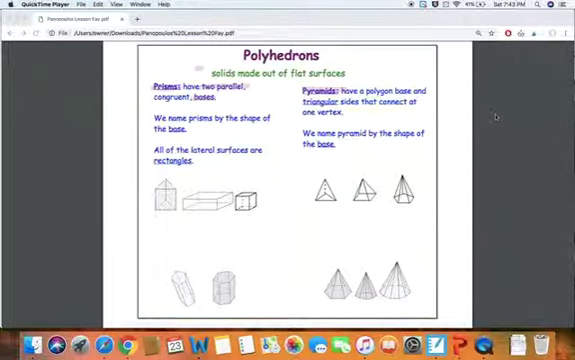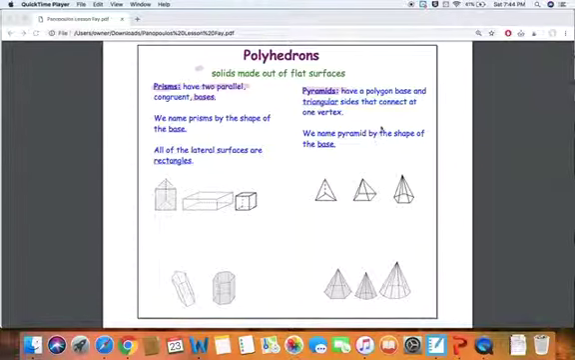We have the prisms, two parallel congruent bases. We name these prisms by the shape of the base, right? So if you notice underneath here, we have two bases that are triangles, so we call these a triangular prism. We have a rectangular and a square prism. Underneath here, we have a pentagonal and a hexagonal prism. So we name these prisms by the two different bases that they have. All right, and one of the other big pieces here is that all of the lateral faces of a prism are going to be rectangles.